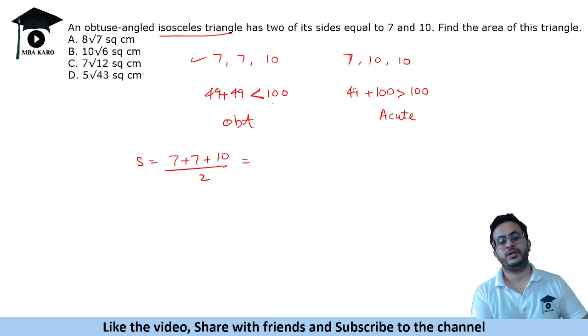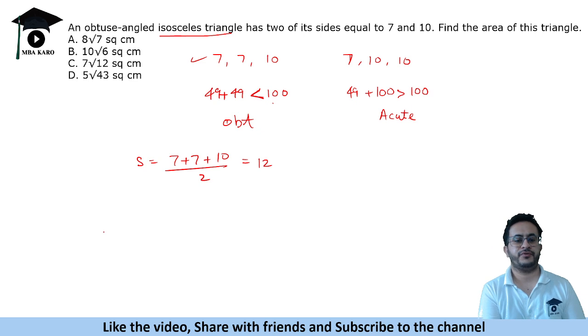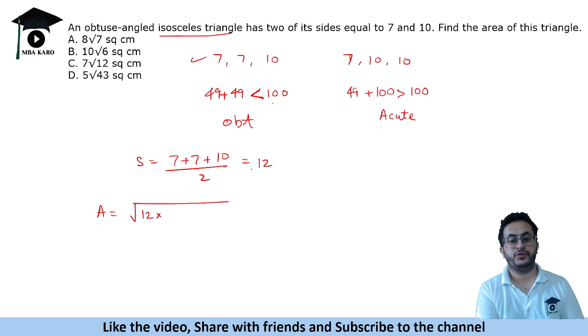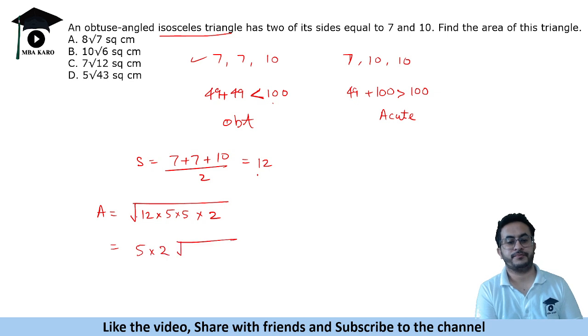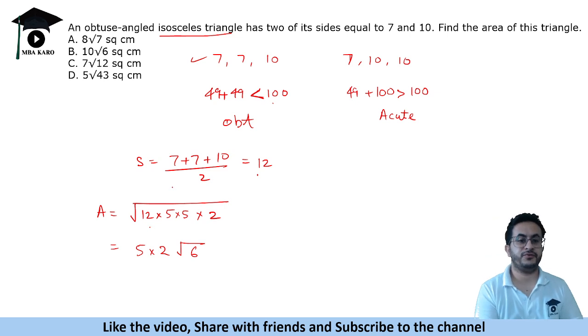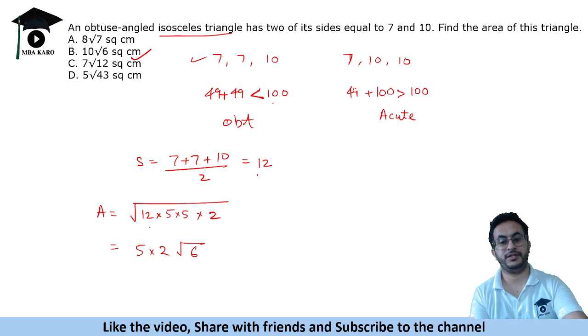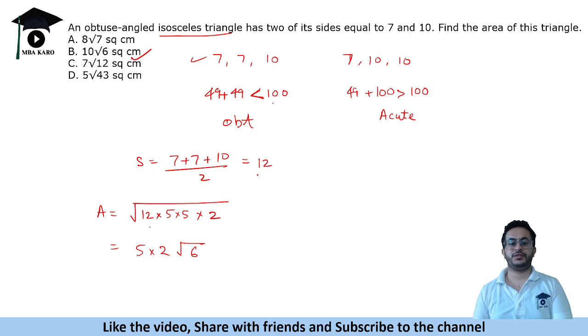So this is 24 by 2, which is 12. Now we will find the area. Area is root of 12 into 12 minus 7, which is 5, again 5, and 12 minus 10, which is 2. So we can take 5 out and we can take 2 out also, and we are left with 6 inside it. So we are left with 5 into 2, that is 10 root 6 square centimeter. So that is the area of this triangle.